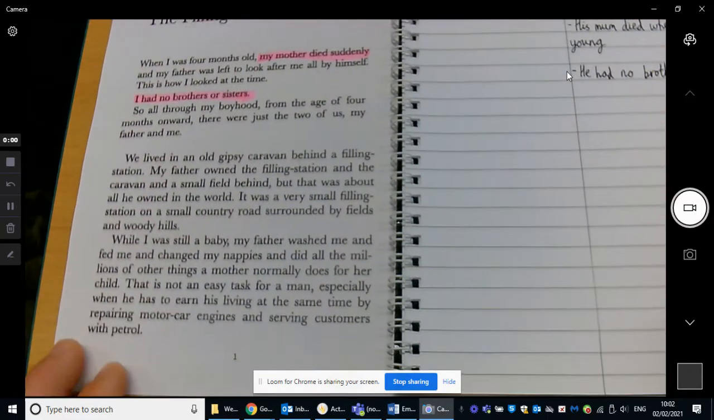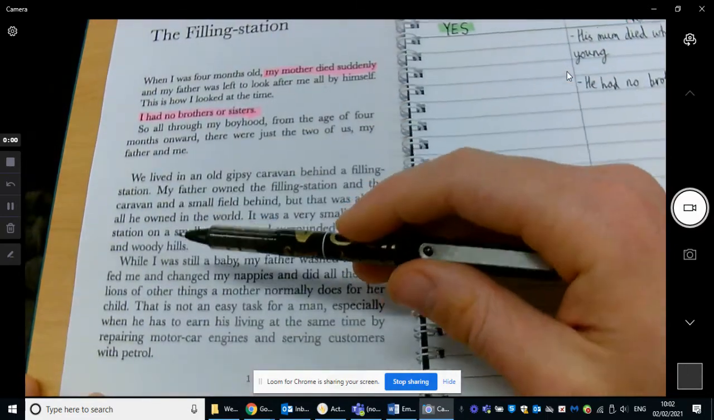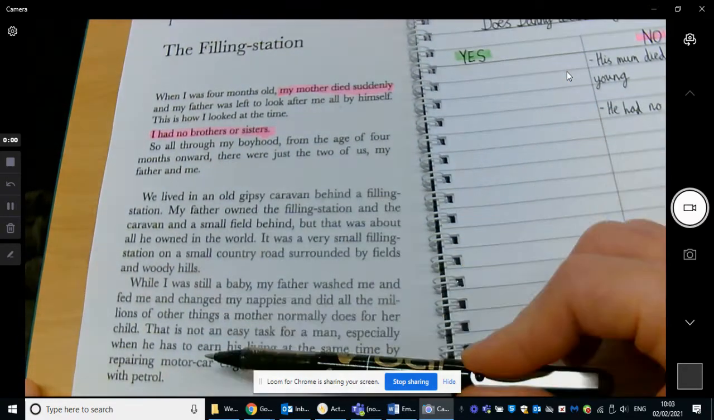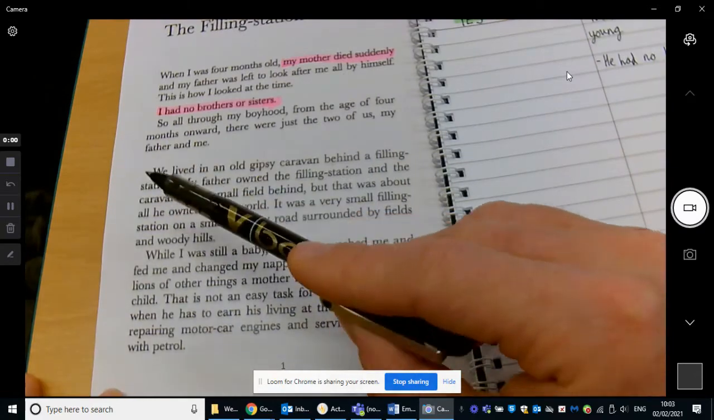What I'd like you to do, well, I'm going to read through it, and we're going to see if we can find maybe some yes reasons or any other no reasons as well in these 2 paragraphs. So let's go through together.